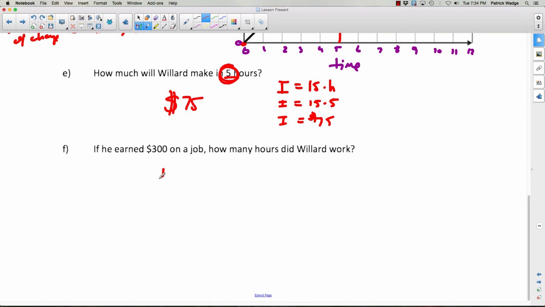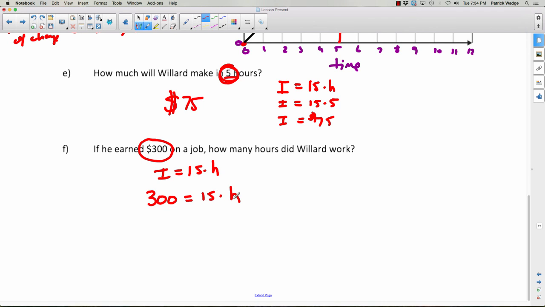The formula is very useful. I equals 15 times H. So this number right here, this 300, is that income or is that hours? That's income. You got to put the 300 right here. So 300 equals 15 times H. We just got to figure out what goes here and we're done. Oh boy, how are we going to solve this? Well, I don't want to get too into algebra. I'm sure eventually we'll have to talk about it a little bit.